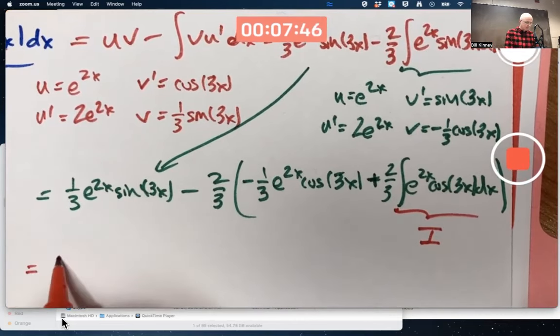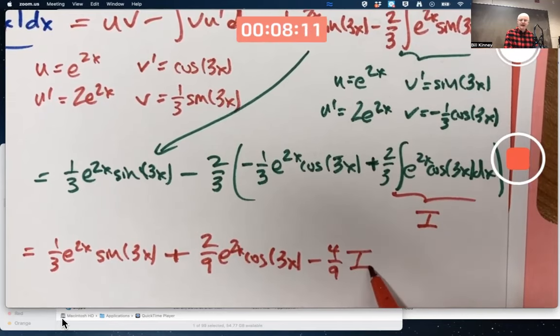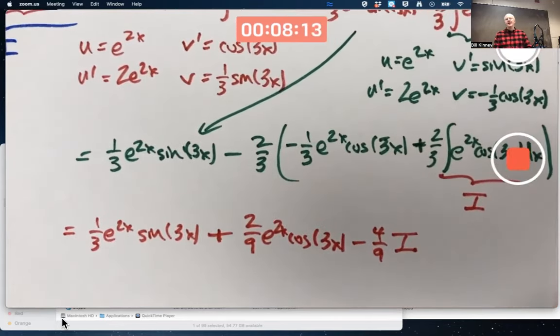Right, rewrite the first part, distribute the 2/3 through the parentheses. Negative 2/3 times negative 1/3 is positive 2/9 e to the 2x cos 3x. And then we have a minus 2/3 times positive 2/3. That's minus 4/9 times I. I is what we want to solve for. I is the integral.